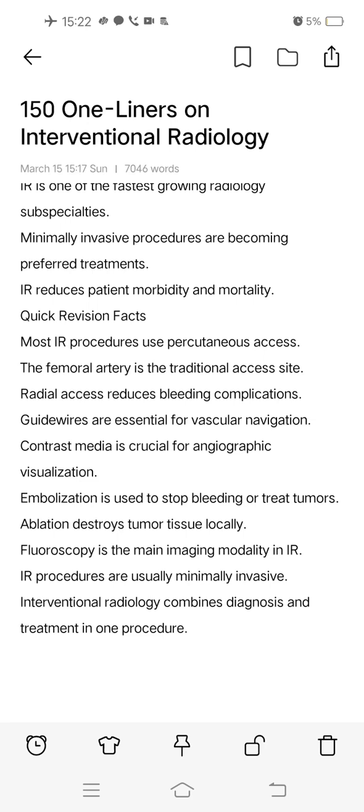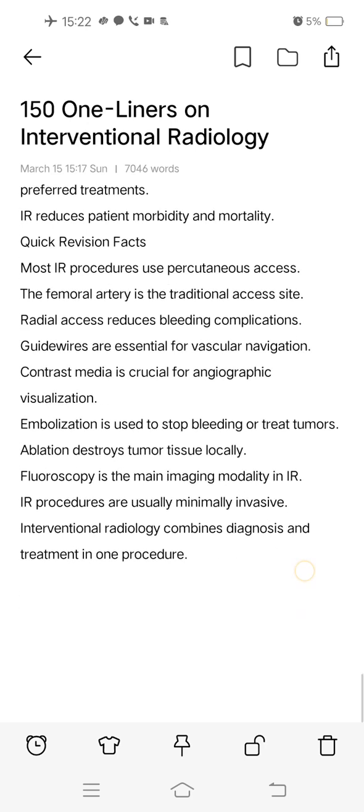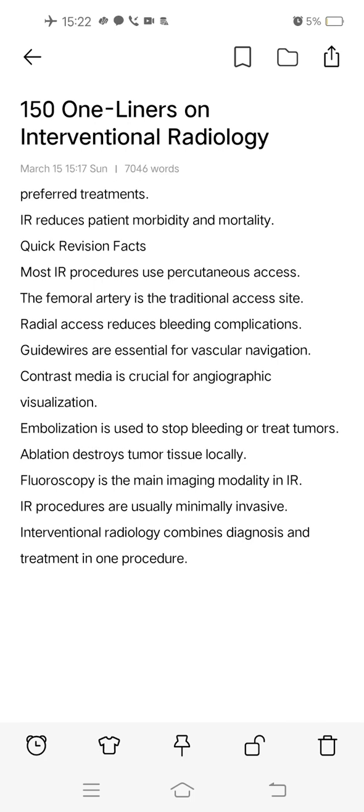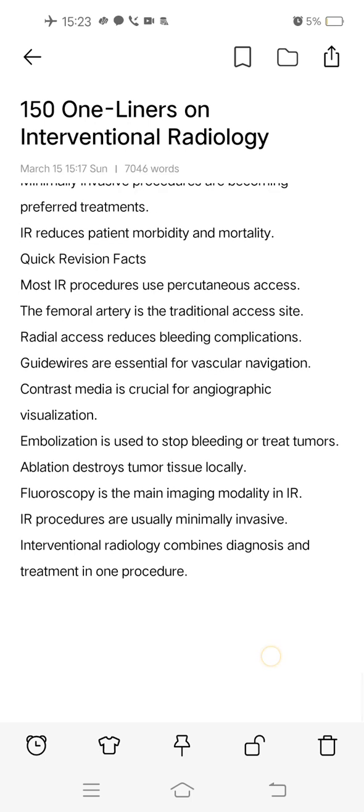Embolization is used to stop bleeding or treat tumors. Ablation destroys tumor tissue locally. Fluoroscopy is the main imaging modality in IR. Interventional radiology procedures are usually minimally invasive. Interventional radiology combines diagnosis and treatment in one procedure.